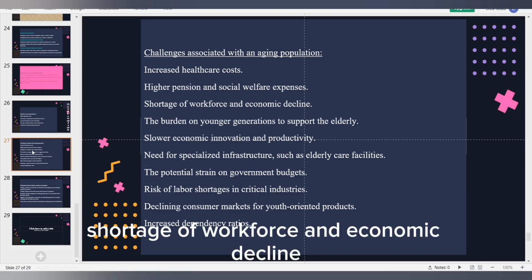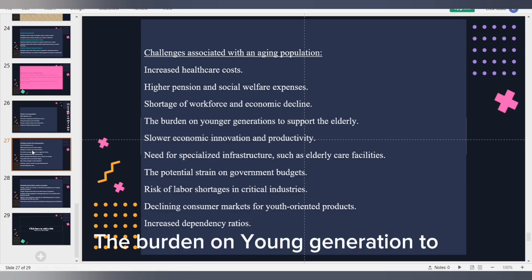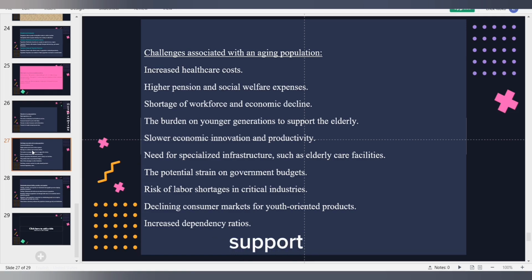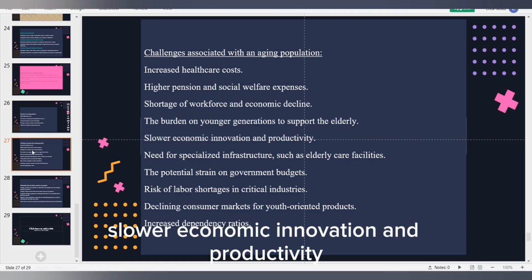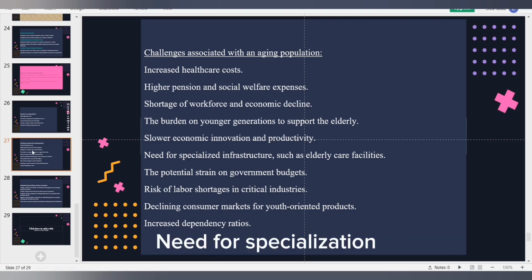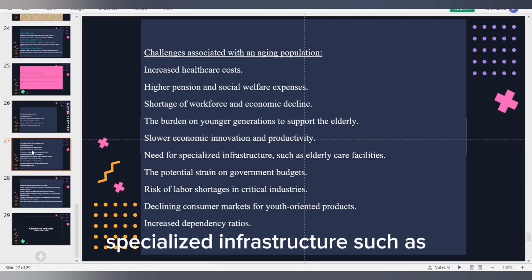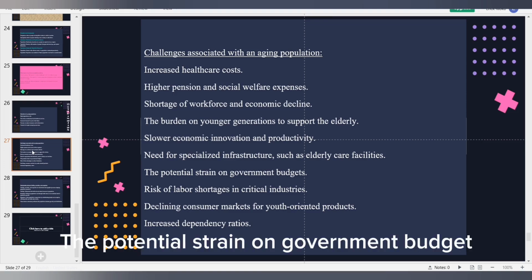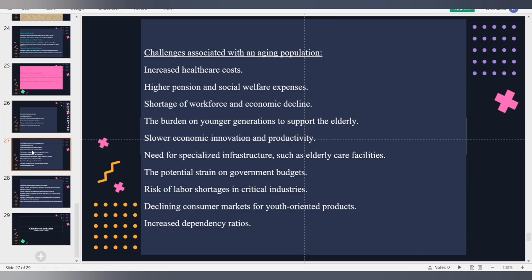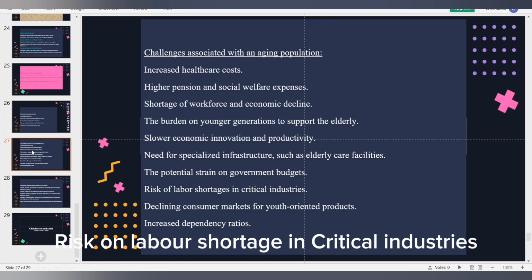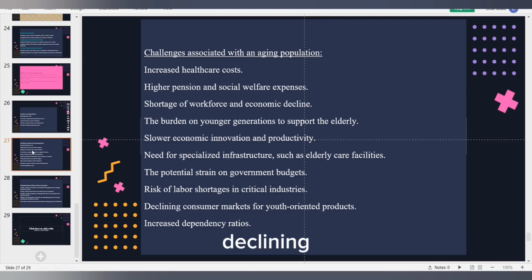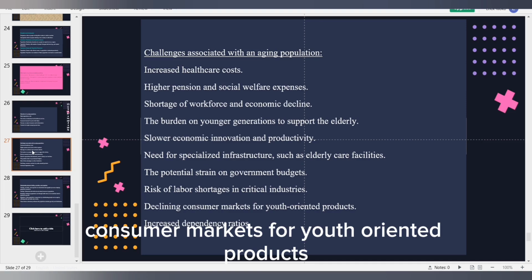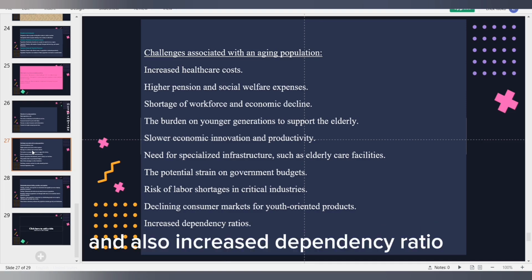Shortage of workforce and economic decline, the burden on the young generation to support the elderly, slower economic innovation and productivity, need for specialized infrastructure such as elderly care facilities, potential strain on government budget, risk of labor shortage in critical industries, declining consumer markets for youth-oriented products, and also increased dependency ratio.